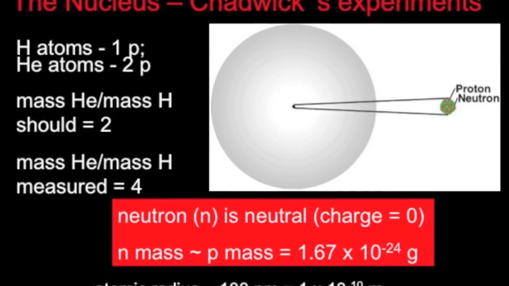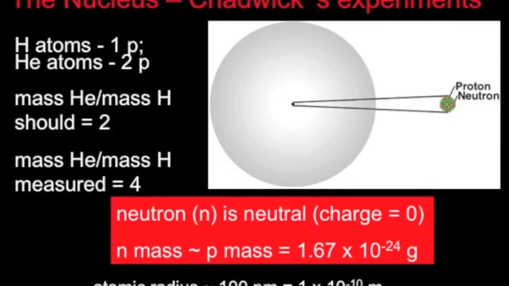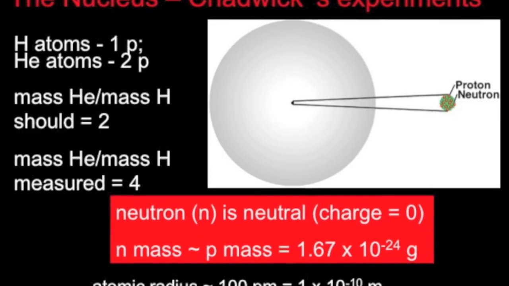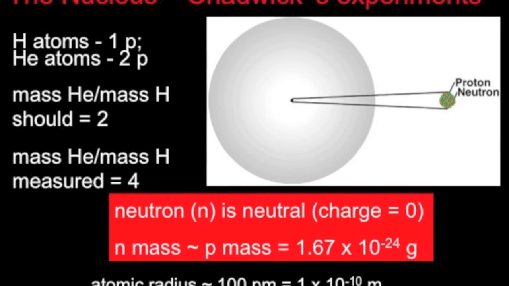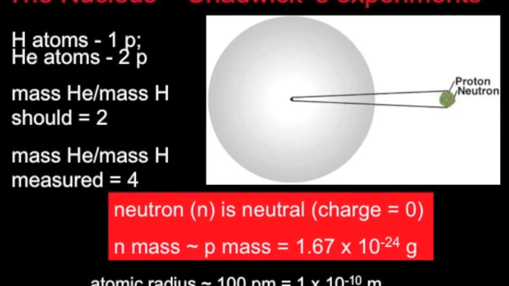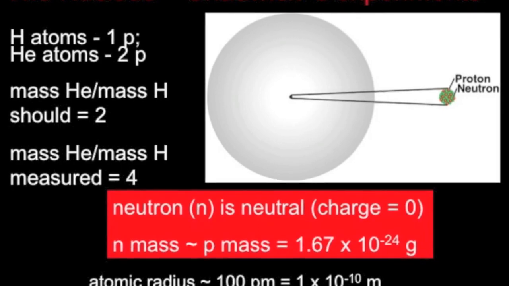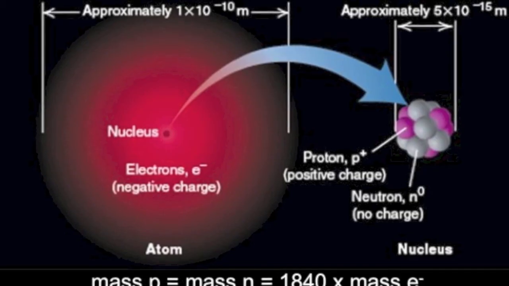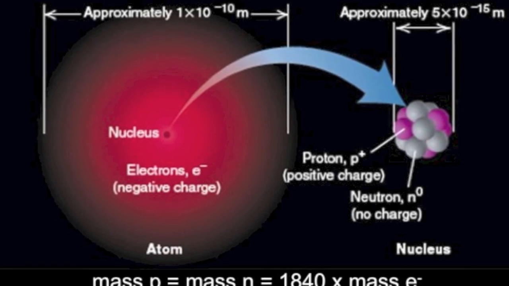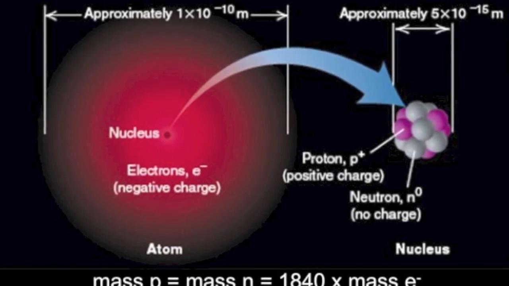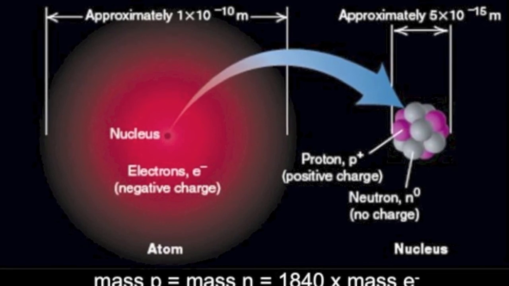And what Chadwick said was that inside the nucleus there must be an additional particle, which we'll call the neutron. It's neutrally charged, no charge, and is about the same mass as the proton. Therefore, that accounts for this change in the observed mass of helium compared to hydrogen. So now we have in this nucleus the proton and the neutron. Very far out in the cloud we have the electrons.